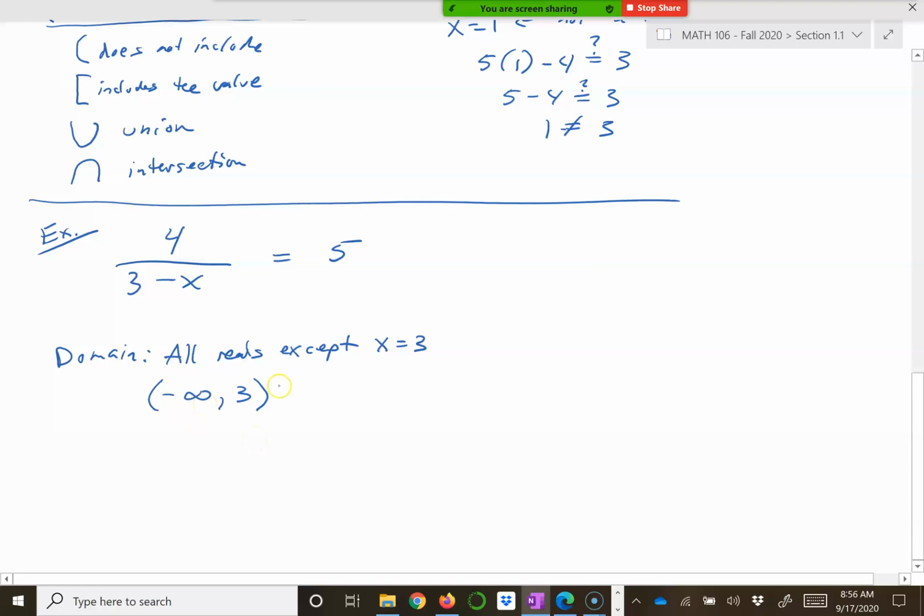But I'm not done yet. Now I want a union, which essentially just means you're adding those two intervals together. Then again, I'm going to start at 3, and because I'm not including it, I use a parenthesis, and then it'll go all the way up to positive infinity. Okay, pretty good? Awesome.